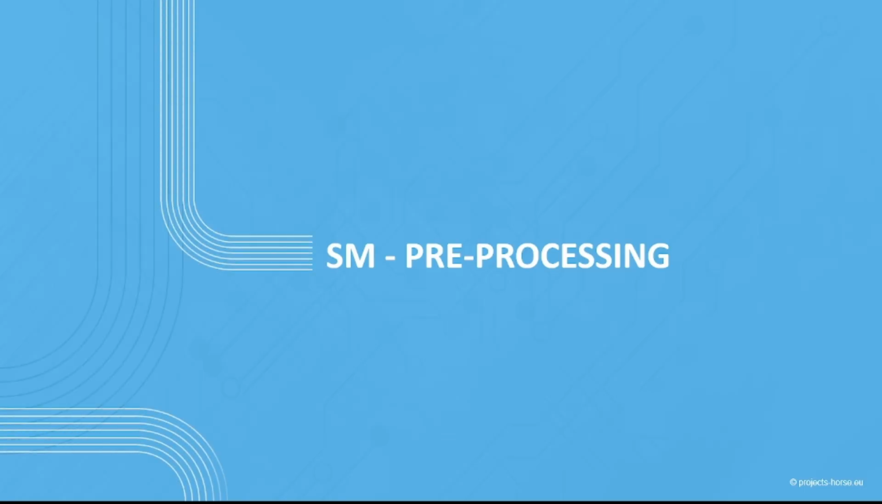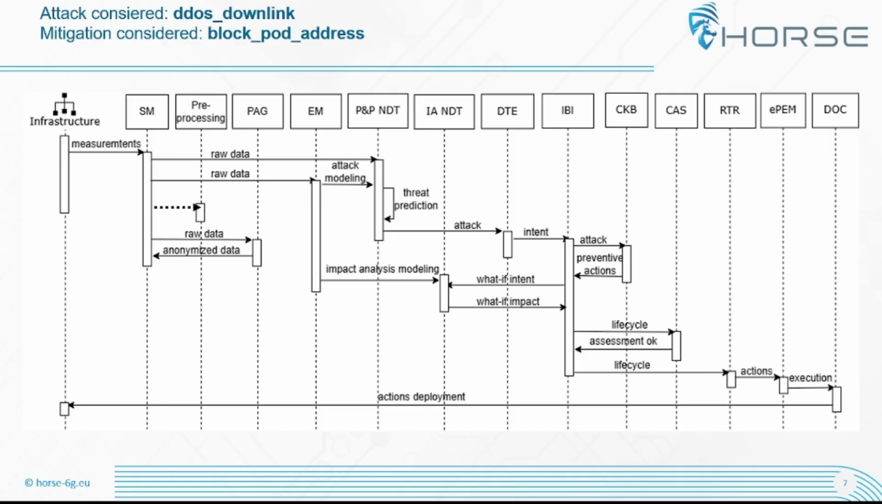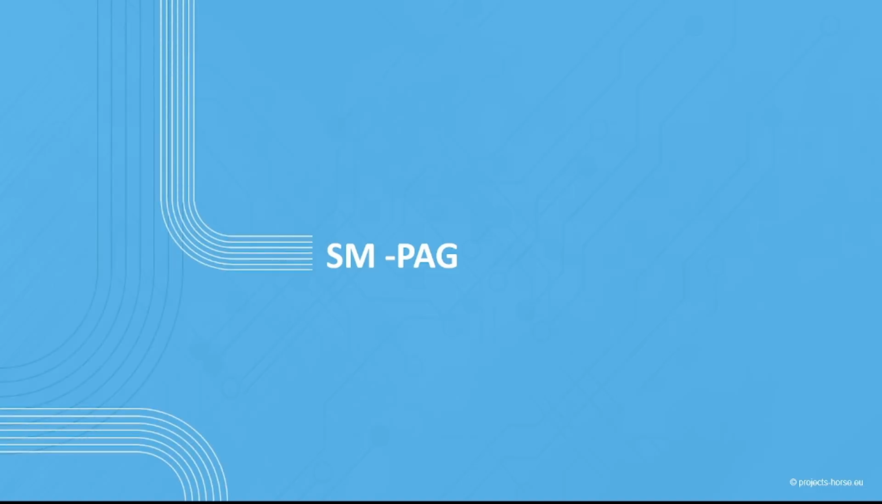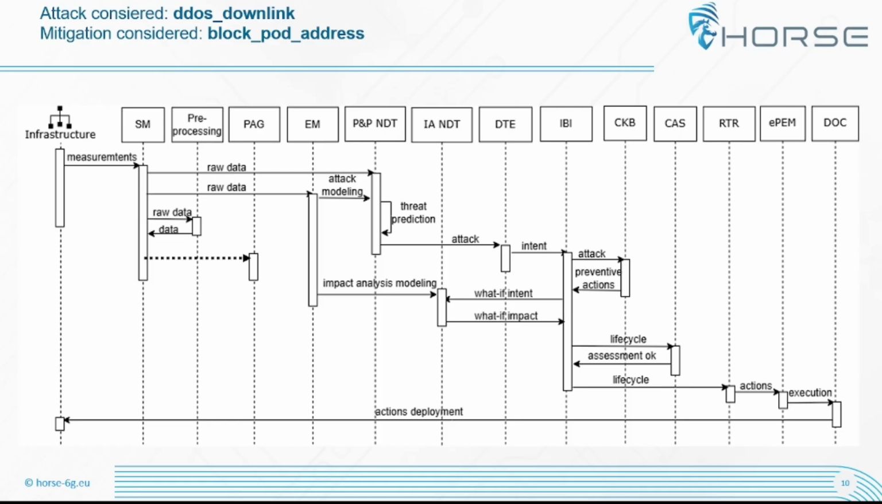In this stage, smart monitoring exchanges data with the preprocessing module and the privacy anonymization gateway. As in the threat detection workflow shown in demo number 0, the collected raw data is first processed and normalized and then anonymized.